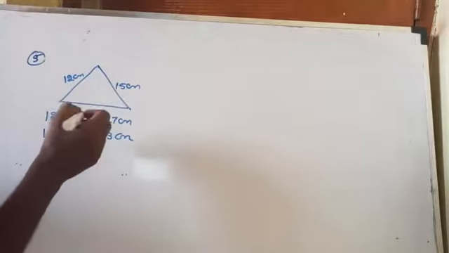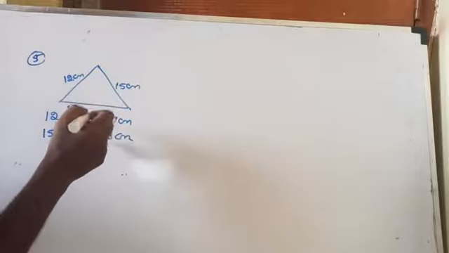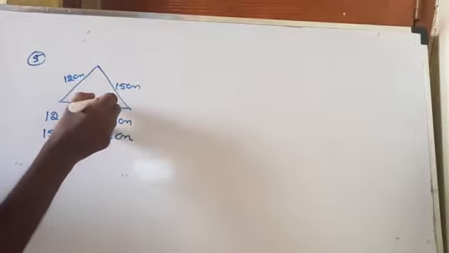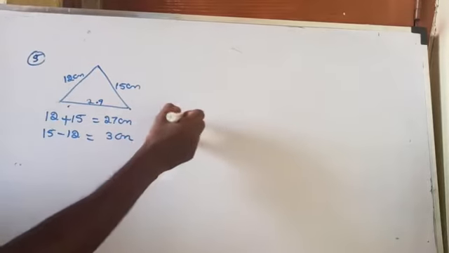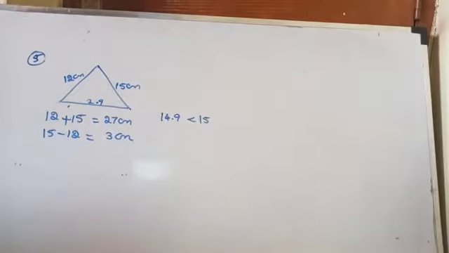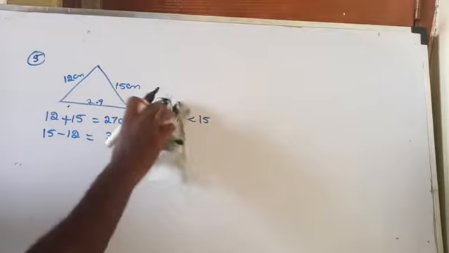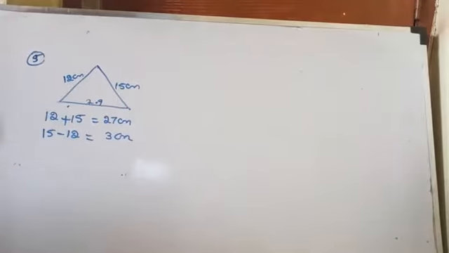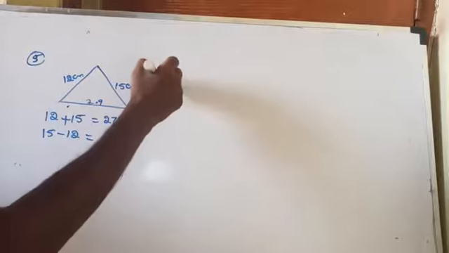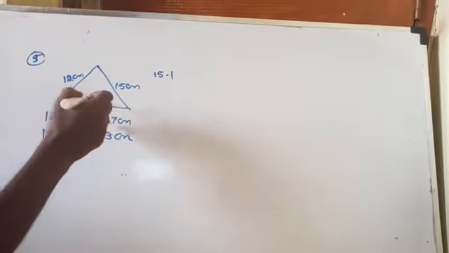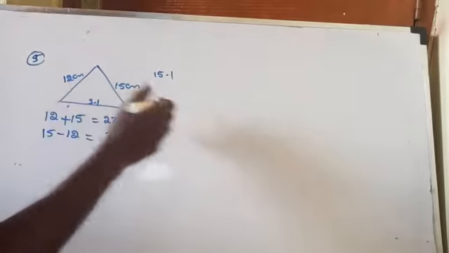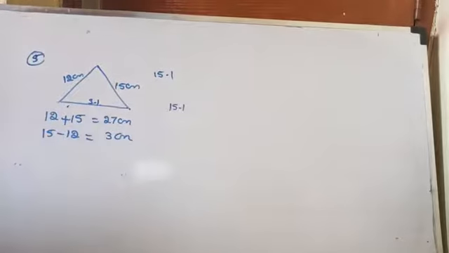Suppose what happens, sir? If you take 2.8 or 2.9, then 12 plus 2.9 is 14.9, but 14.9 is less than 15 centimeter. Are you getting it? So it should be greater than 3. If you take 3.1, then 12 plus 3.1 is 15.1, which is greater than 15. Am I right?